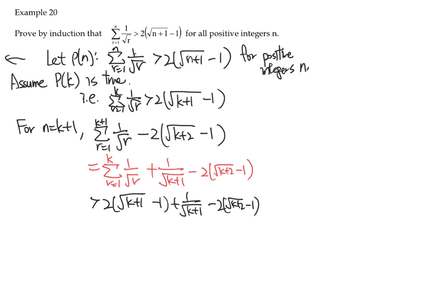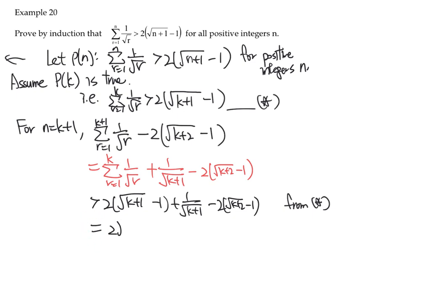Let me remove the brackets first. From this part to this part, we use the results of the assumption, so we will draw a star here, and then I will write it from the star. But from this step to the next step, it actually just simplifies, so we'll use the equal sign again.